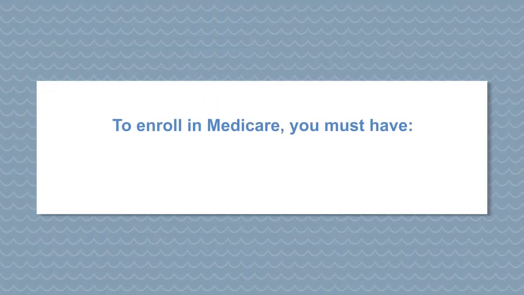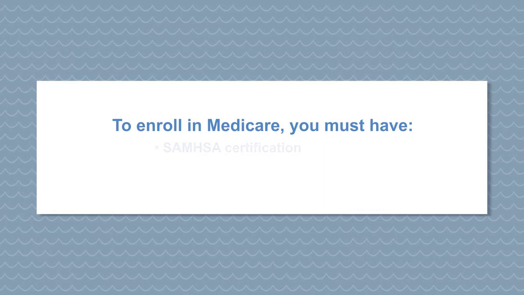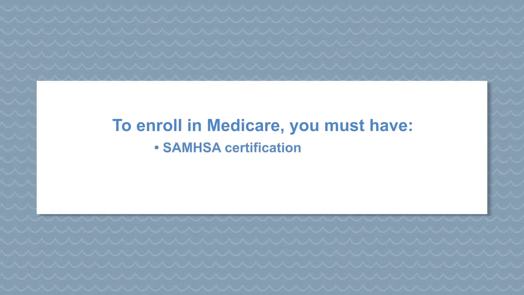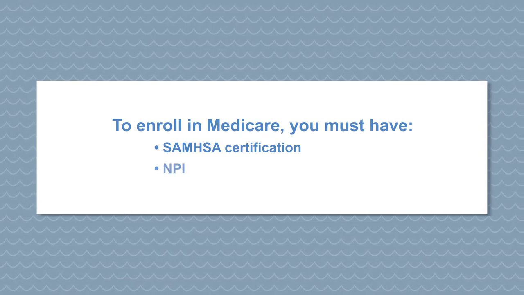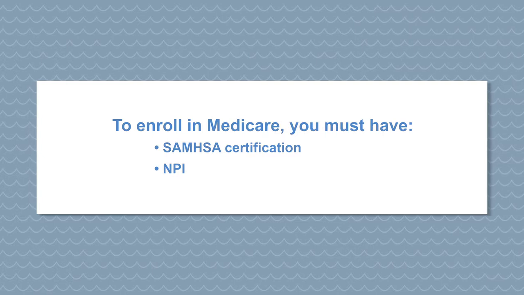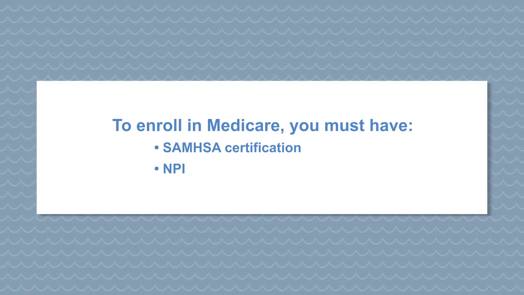We're going to navigate you through the process of enrolling in the Medicare programs to bill services as an OTP. To enroll in Medicare, you must have a current, valid, and full certification by the Substance Abuse and Mental Health Services Administration, or SAMHSA. You must also have an NPI, which is your National Provider Identifier. You obtain an NPI from the National Plan and Provider Enumeration System, also known as NPES. If you meet these requirements, you can enroll in the Medicare program under Part A or Part B.